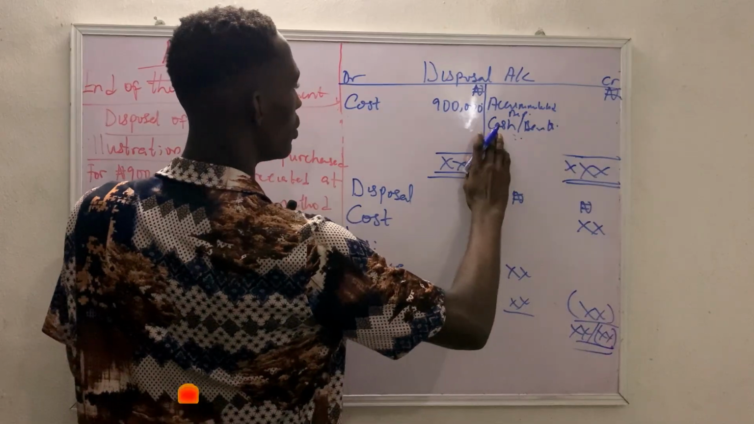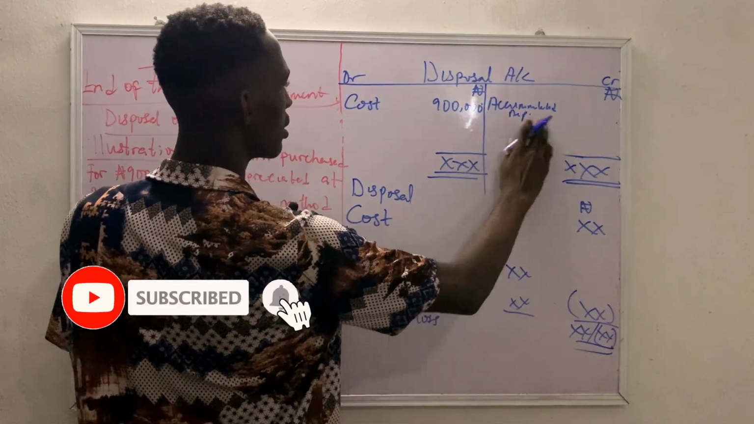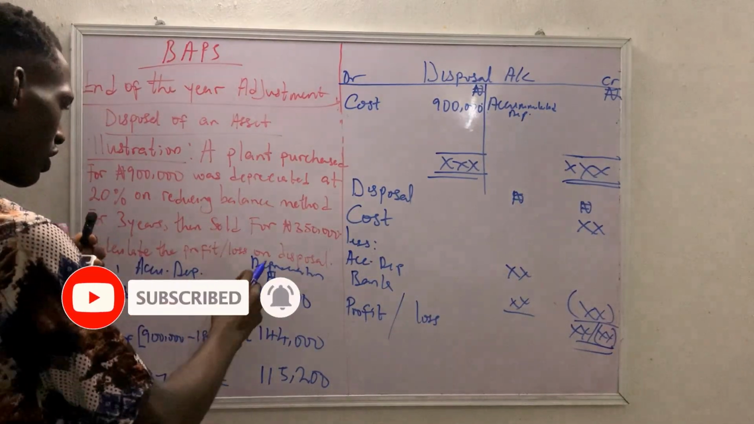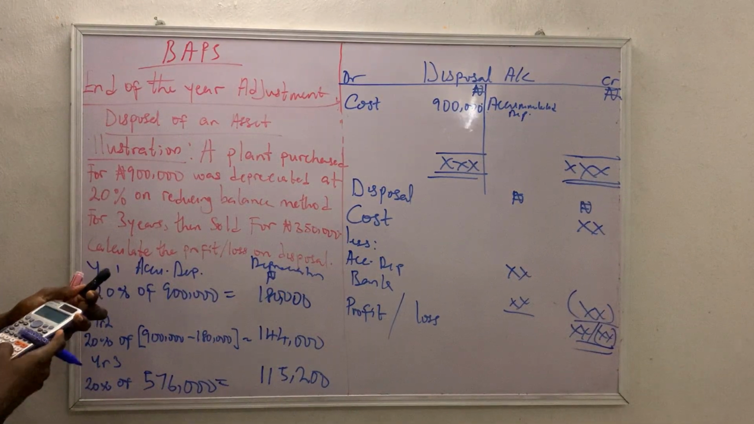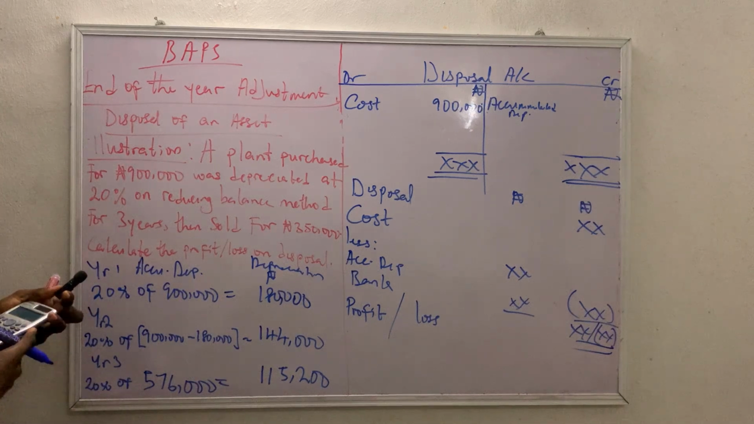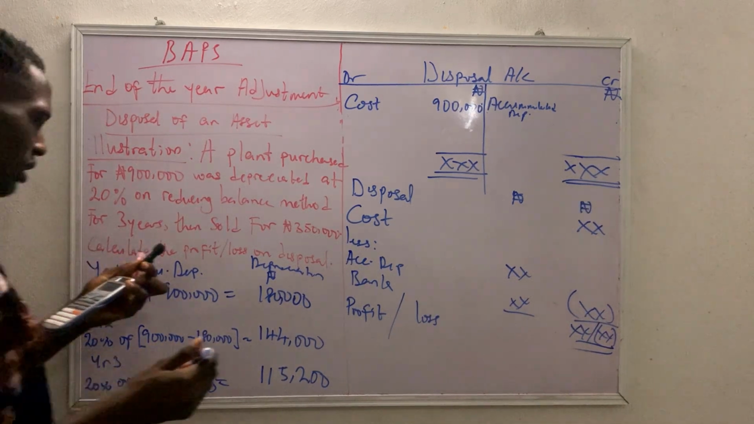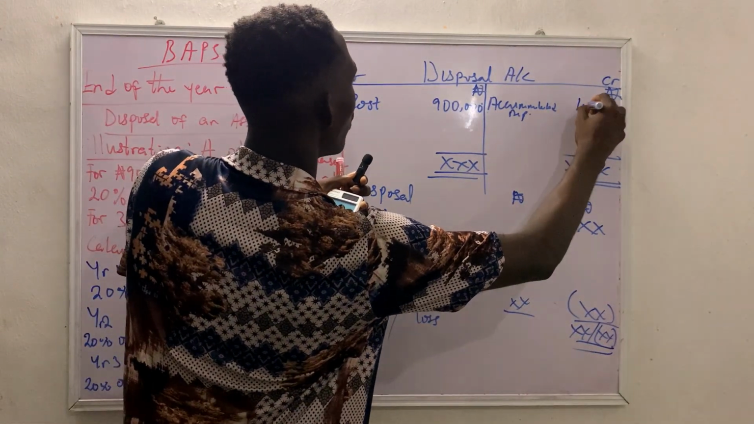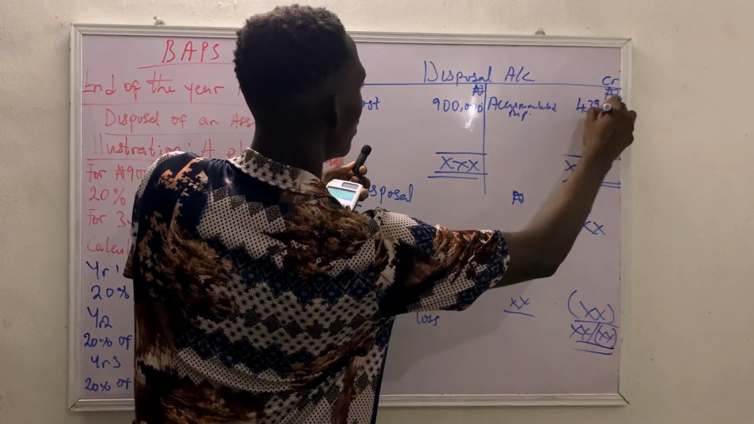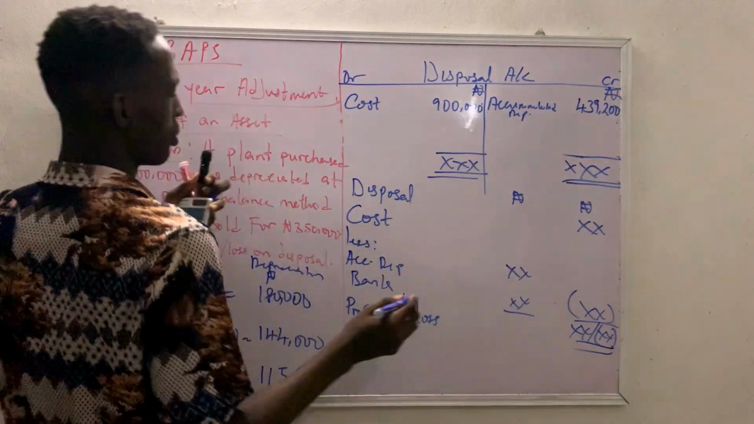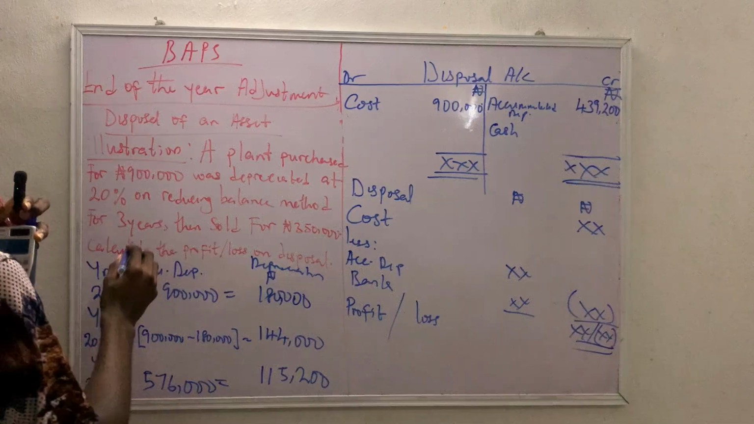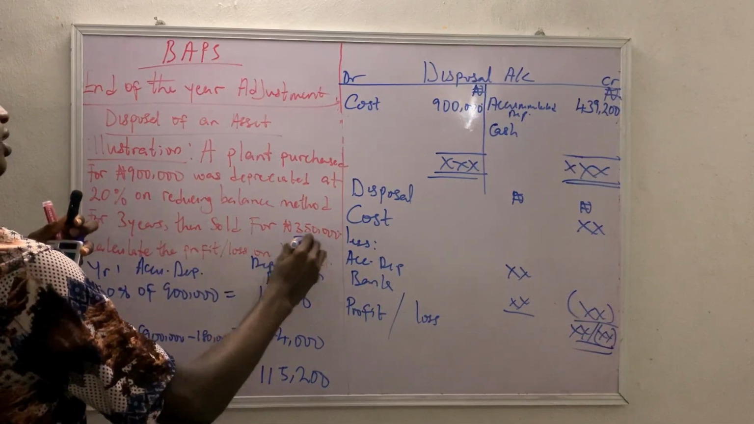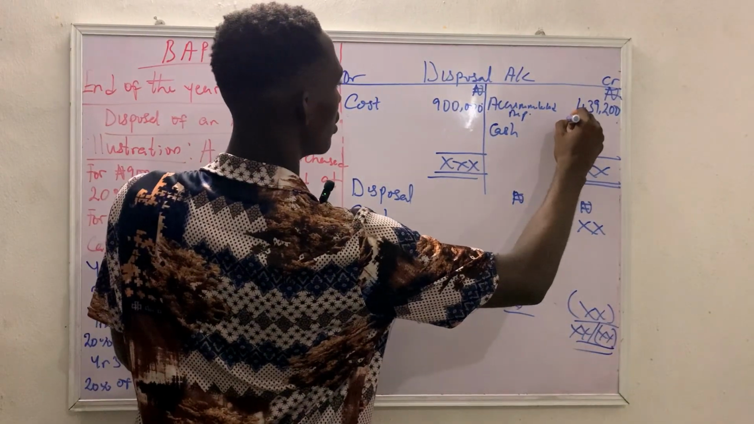Then our accumulated depreciation. So let's calculate. We don't know whether this is a loss or not. Let's sum up this. So this is 180 plus 144 plus 115. So this is 439,200. Then what's our cash or bank proceed? That's 350,000 naira.